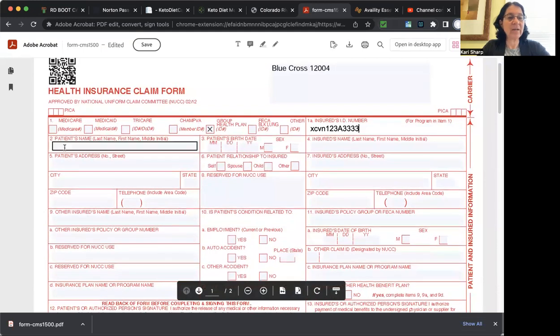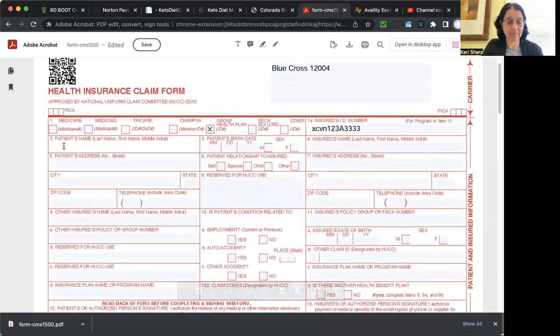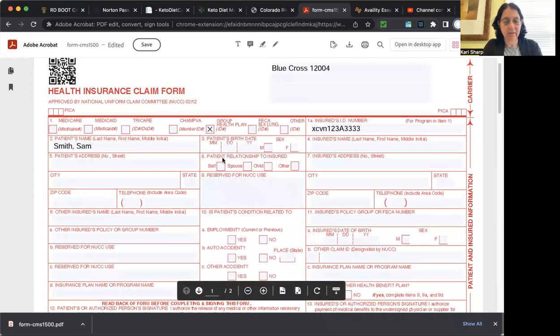All right, so now we have our patient. Who is our patient? Our patient is, let's say, Smith. That's a generic last name. Smith, Sam. Sam Smith is our patient. Our patient's date of birth, whatever, we'll make it up. Let's say they're a child. 9/9/2007. We're just making up a date. It's a male.